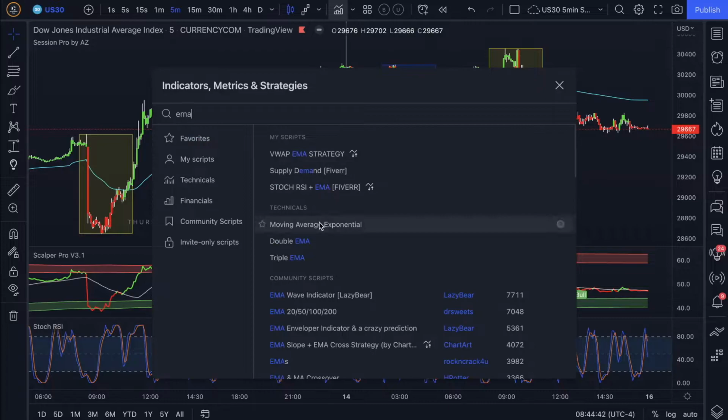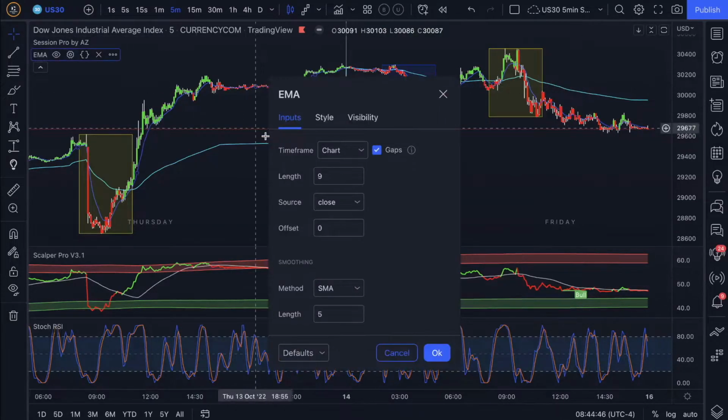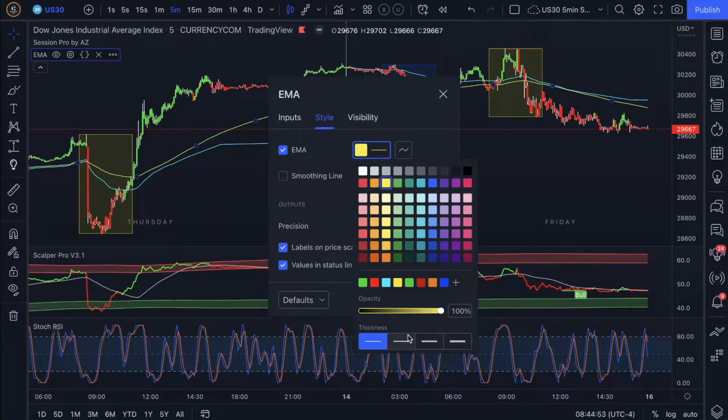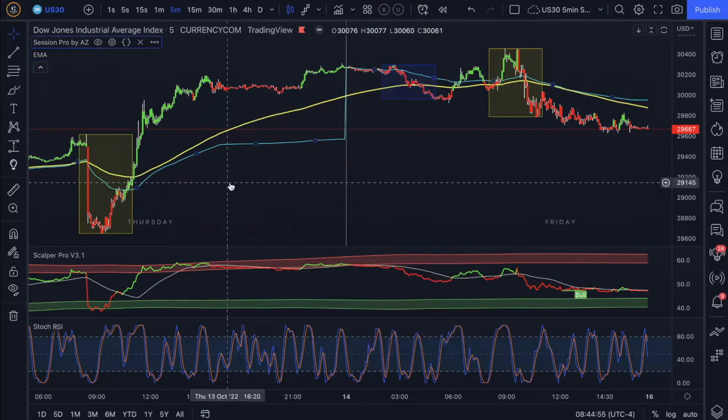So we're going to type in EMA here, and we're going to add the EMA to this chart. We are setting it to a length of 144, and we're giving it a yellow color and making the line a little bit thicker. All right, here we go.